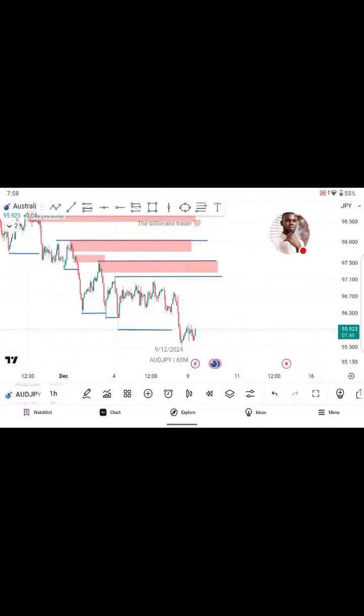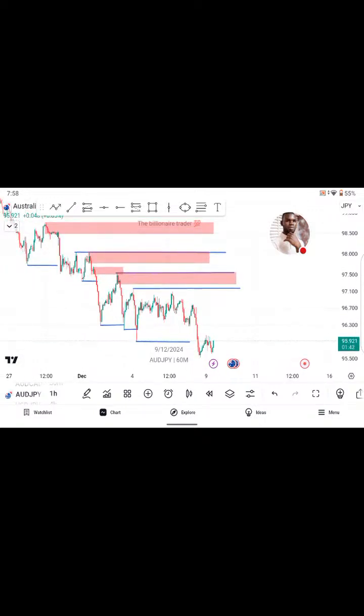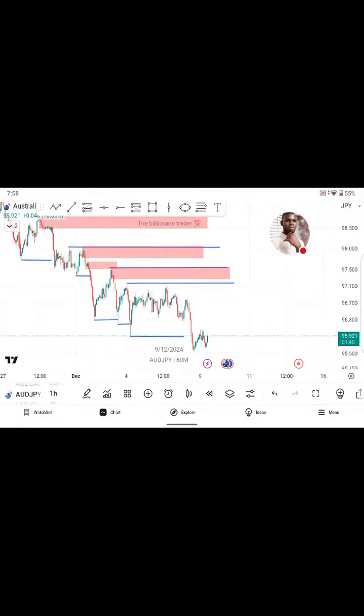So I'll be waiting for which one is going to give a confirmation entry out of the three POIs that I have. But to some extent, I'm sure that price will take out this high, react to this, or go for the one above. So let's see how it goes.